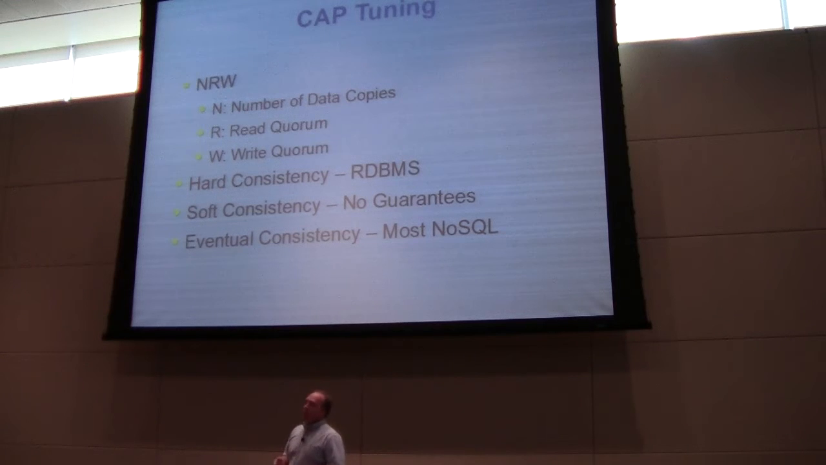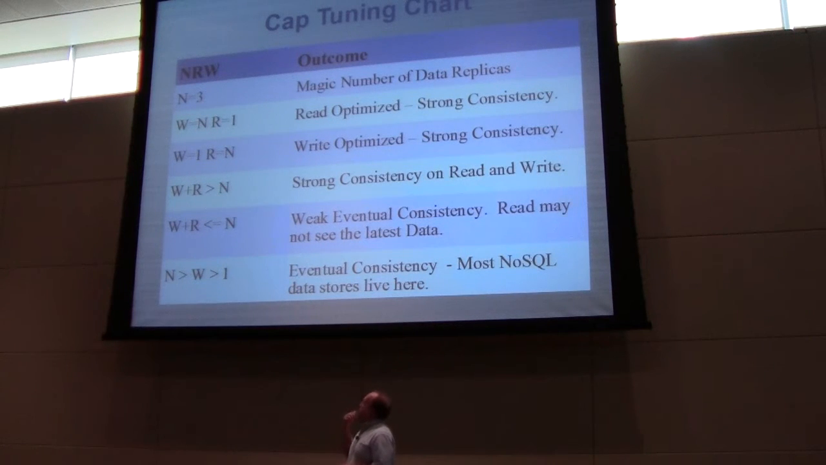Both types of consistency. We have hard consistency, which is what we generate every day. Soft consistency is where there's no guarantees, and that may work for some situations. And eventual consistency is usually where a lot of the NoSQL data stores will live. I'm not going to go over this in too much detail. It'll be in the slide deck, but it basically gives you some ways of tuning or what it means.